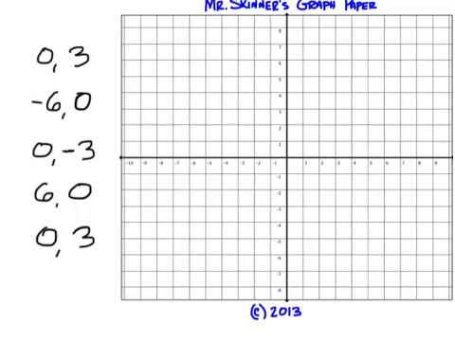Here's number 2. Make my marker a little bigger. There we go. So we have 0, 3. So you're going left or right 0 and then up 3. Now you have -6, 0. So we have to connect up those points. Now you have 0, -3. Connect that up. And then 6, 0. Connect those. And then 0, 3. You're going back to the beginning.